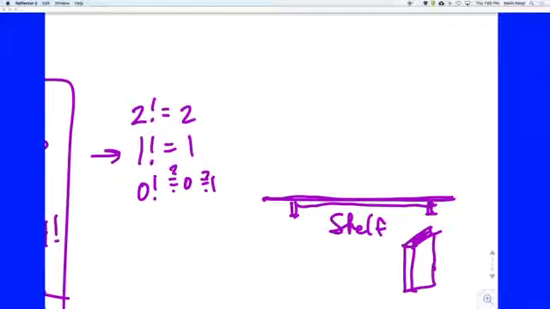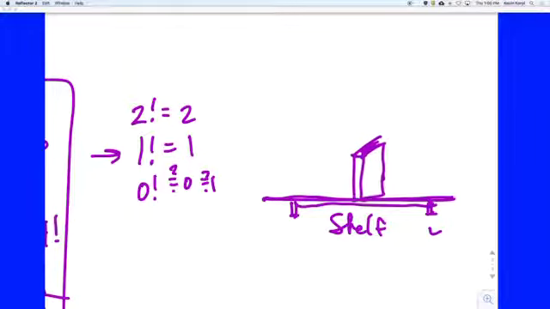How many different ways can we arrange one book on that one shelf? One, right? There's only one way, right? You just take this and you put it up here. I mean, you can put it wherever you want, but there it is, right? So 1 factorial is 1.